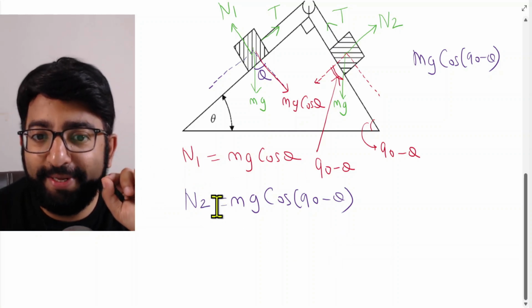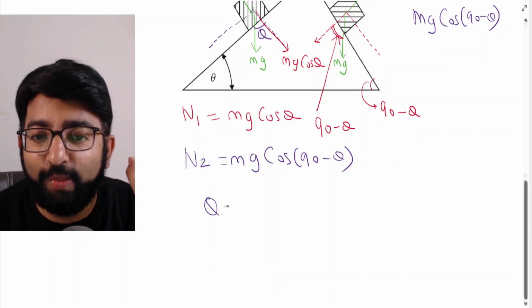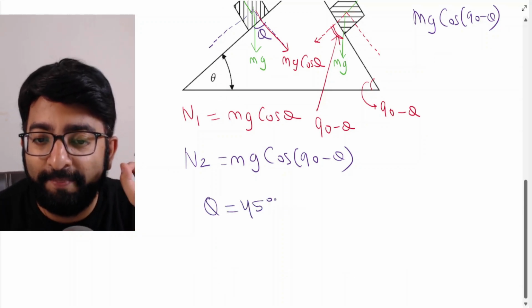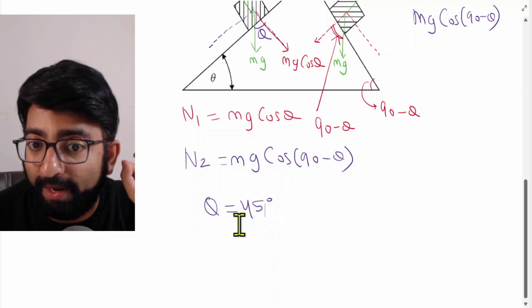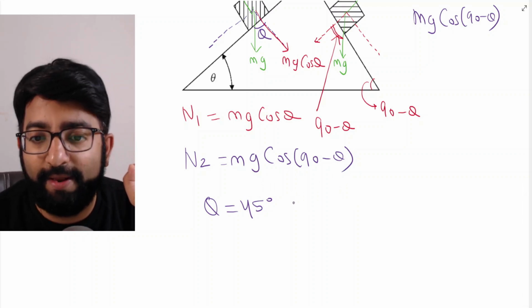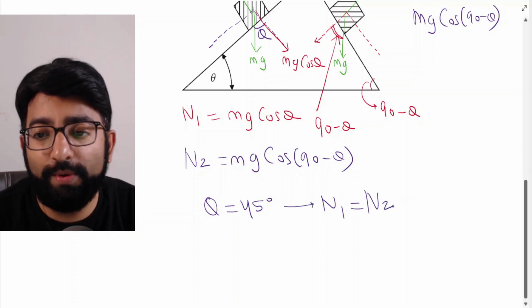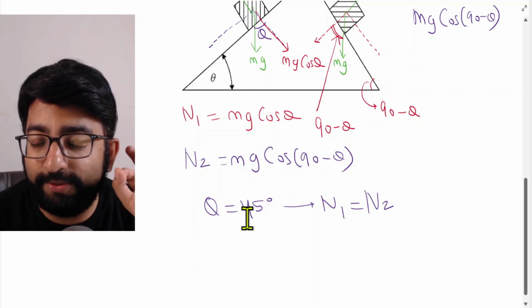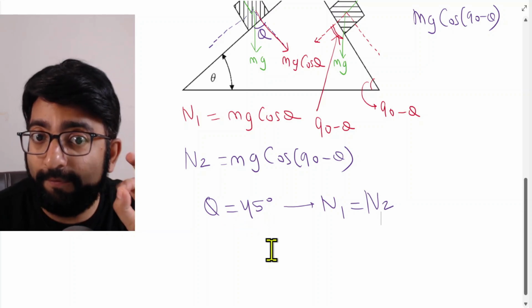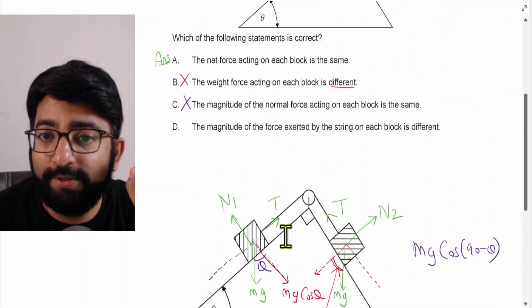Now, there is one possible case when N1 and N2 can be equal, when theta is equal to 45 degrees. And why is that? Because if theta is 45, even 90 minus theta will be 45. In that case, N1 and N2 can be equal. In fact, N1 and N2 are equal to each other for the case theta is equal to 45. So we need to be careful in reading the question. Is theta 45 actually, which is given?